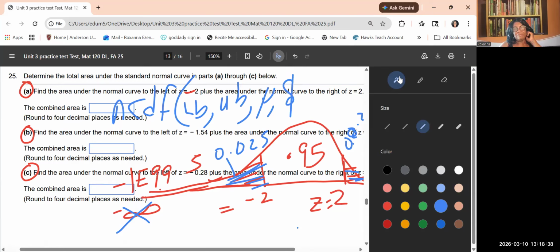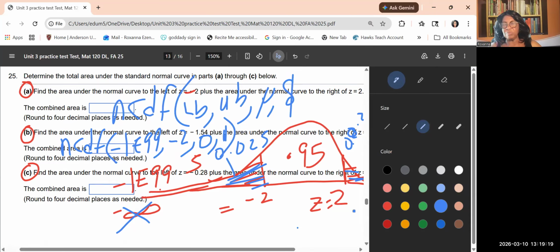So I will feed this in my calculator now. So normal cumulative density function, negative infinity, -1 to the power 99, and the upper bound is -2. The mean of a standard normal curve is 0. The standard deviation of a normal curve is 1. So this is what I'm going to tell my calculator. Right now I have written the argument on my paper.